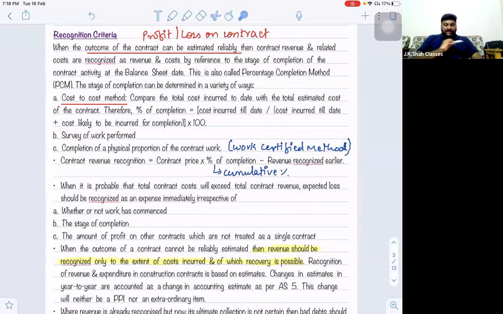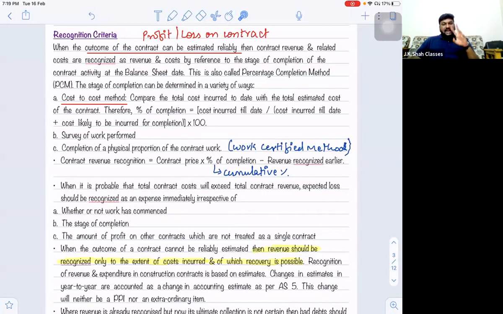Now moving on to the recognition criteria. Very, very important. Everybody, please focus. Don't write anything. Now, for every construction contract, at the end of the first year, you have to work out the result of the overall contract. Result means you have to work out the profit or loss from the overall contract, which will be purely an estimation. So there are two possibilities.